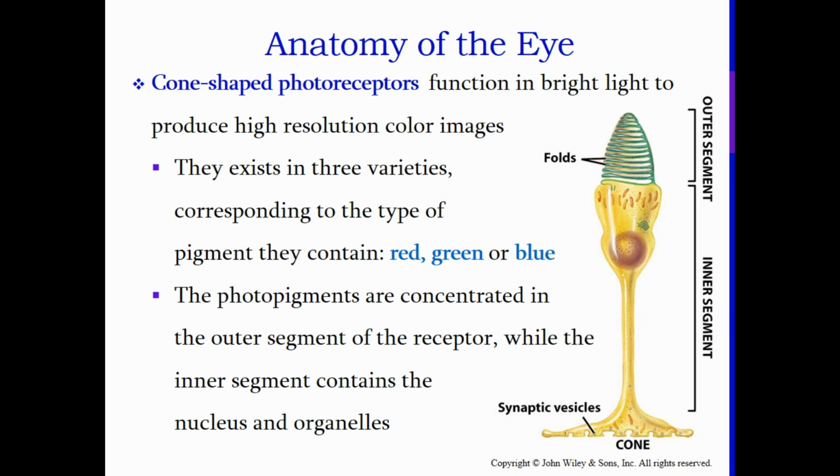Cones, on the other hand, are just the opposite. They are obviously called cones because they have this cone shape on the back edge. They function in bright light to produce high-resolution color images. They exist in three varieties in the human eyeball, corresponding to the type of pigment they contain. So our cones are receptive to primarily red, green, and blue.